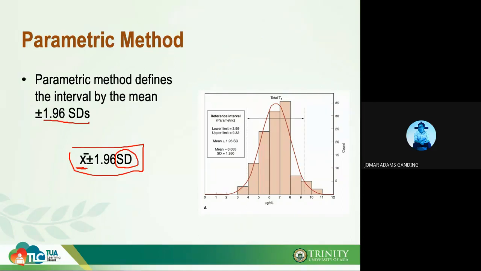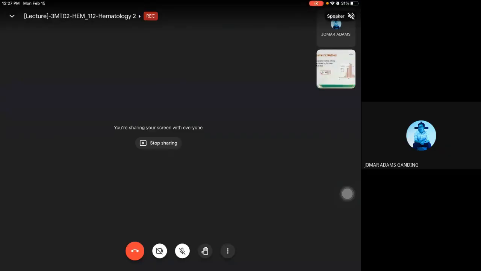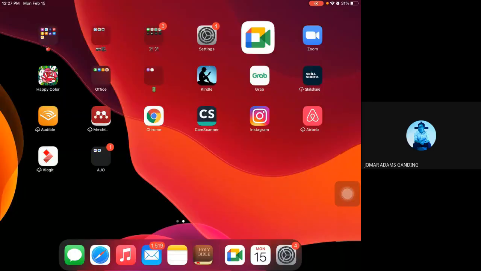Let me now start sharing my screen so that I can give you an example of the computation. I hope everybody is now seeing my screen. Let me proceed to my notes. So, for this particular one, again, we're doing the parametric method.